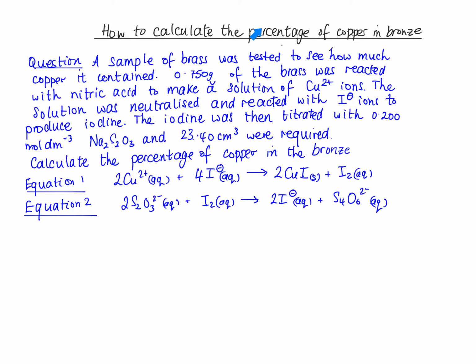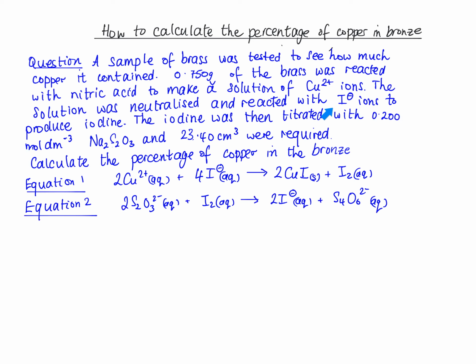How to calculate the percentage of copper in bronze. A sample of brass or bronze was tested to see how much copper it contained. The brass reacted with nitric acid to make a solution of Cu2+ ions. The solution was neutralised and reacted with I- ions to produce iodine.